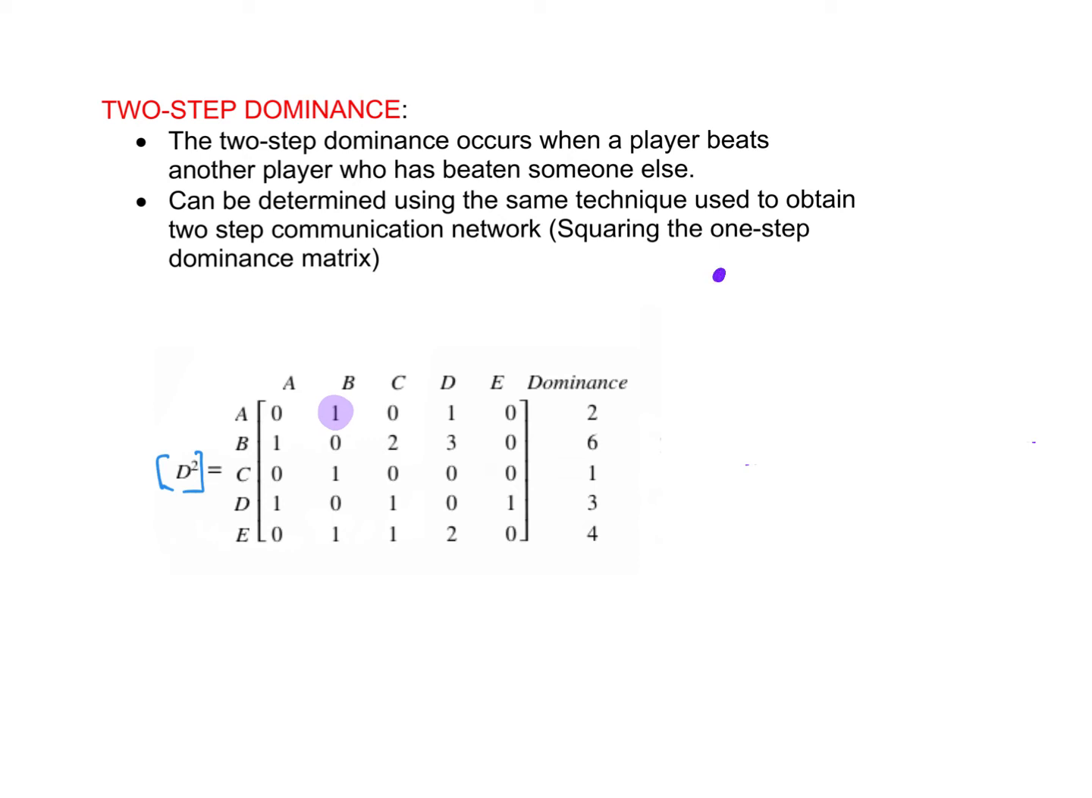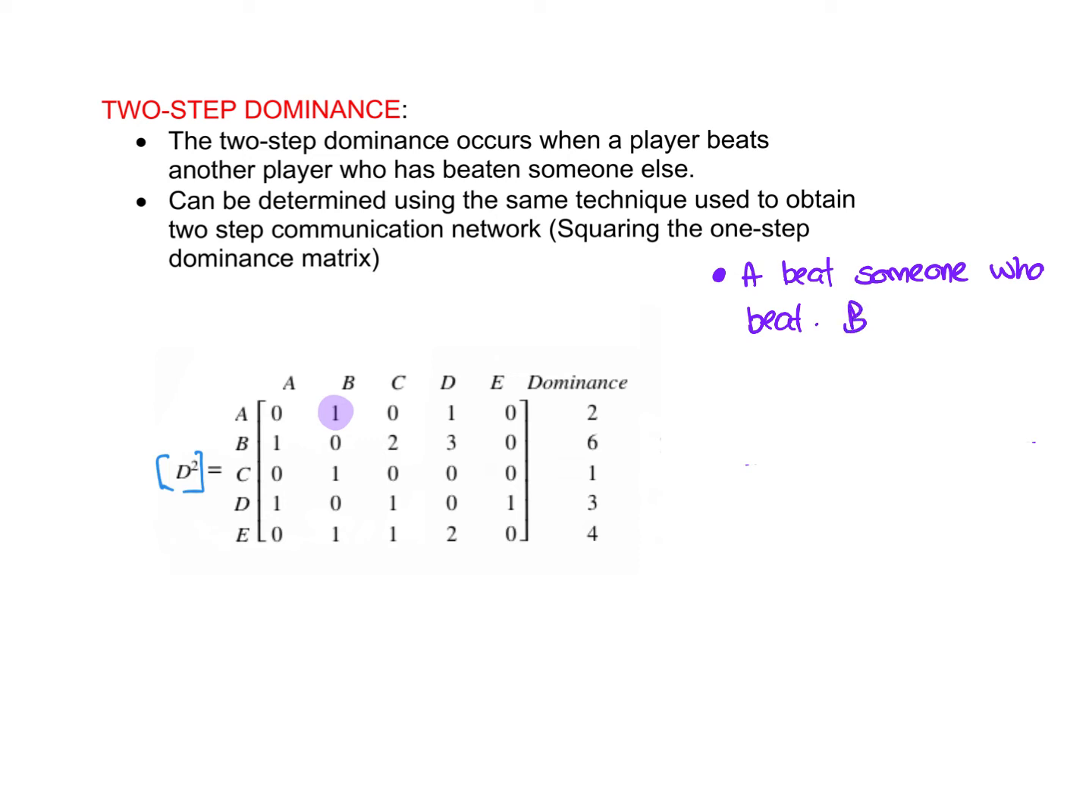That one means that A beat someone who beat B. So what it means is A has a two-step dominance over B, meaning it can beat someone that beat B. So if you had a look, for example, can you see who beat B? C beat B. So that's what it means. It beats someone who beat B.